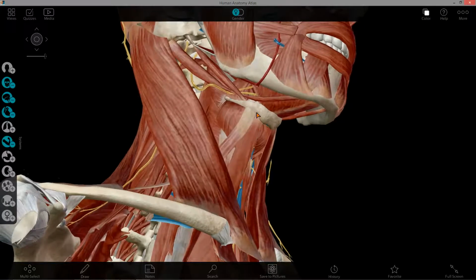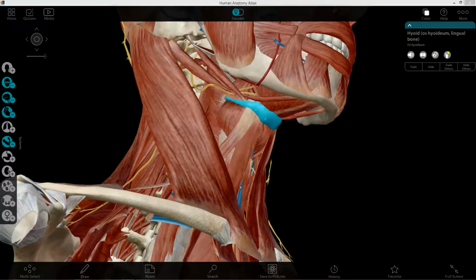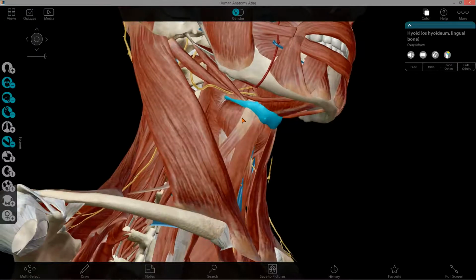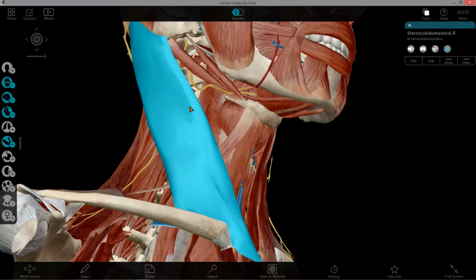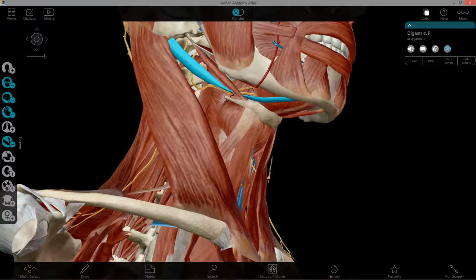Basically, for the infrahyoid group, we have, as I said before, the carotid triangle, whose anterior border is the stylohyoid. Its inferior border is the sternocleidomastoid, and its superior border is the digastric posterior belly, as well as the stylohyoid. So posterior belly, anterior belly. And so you can see the triangle right there.